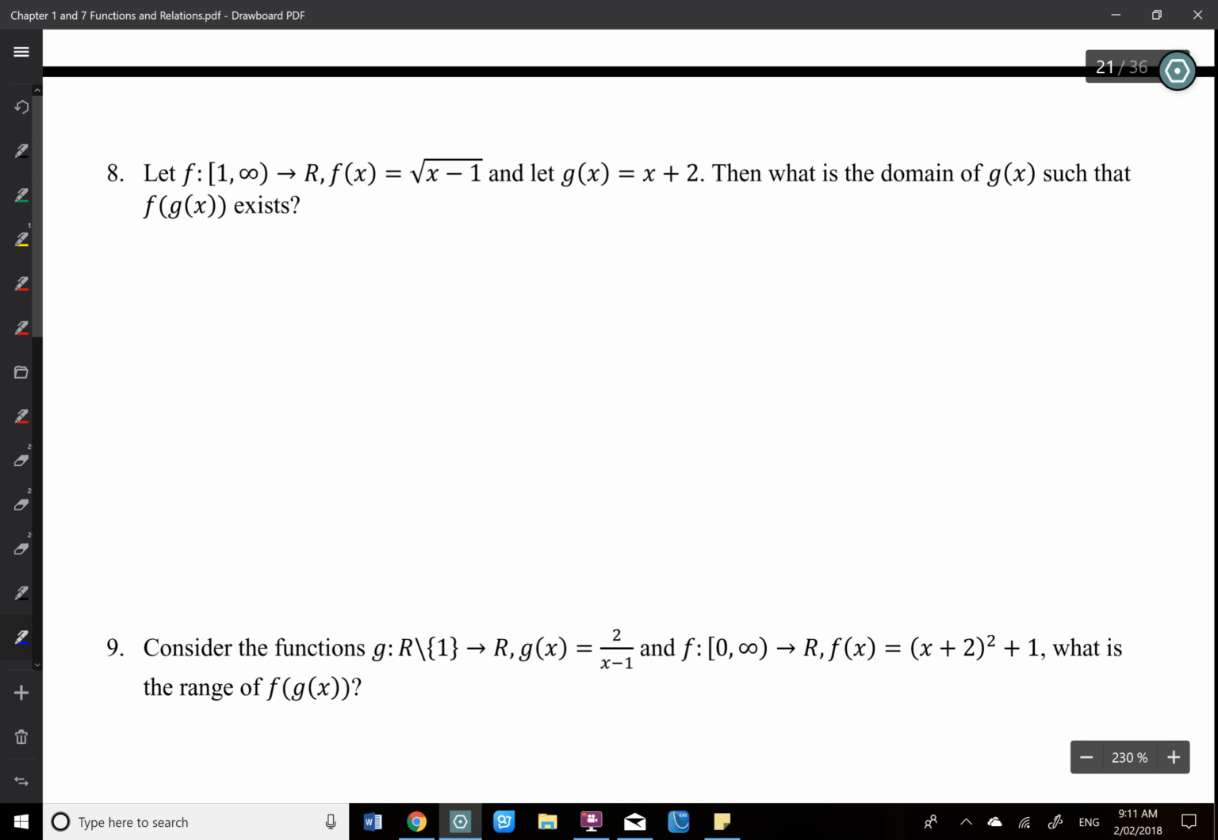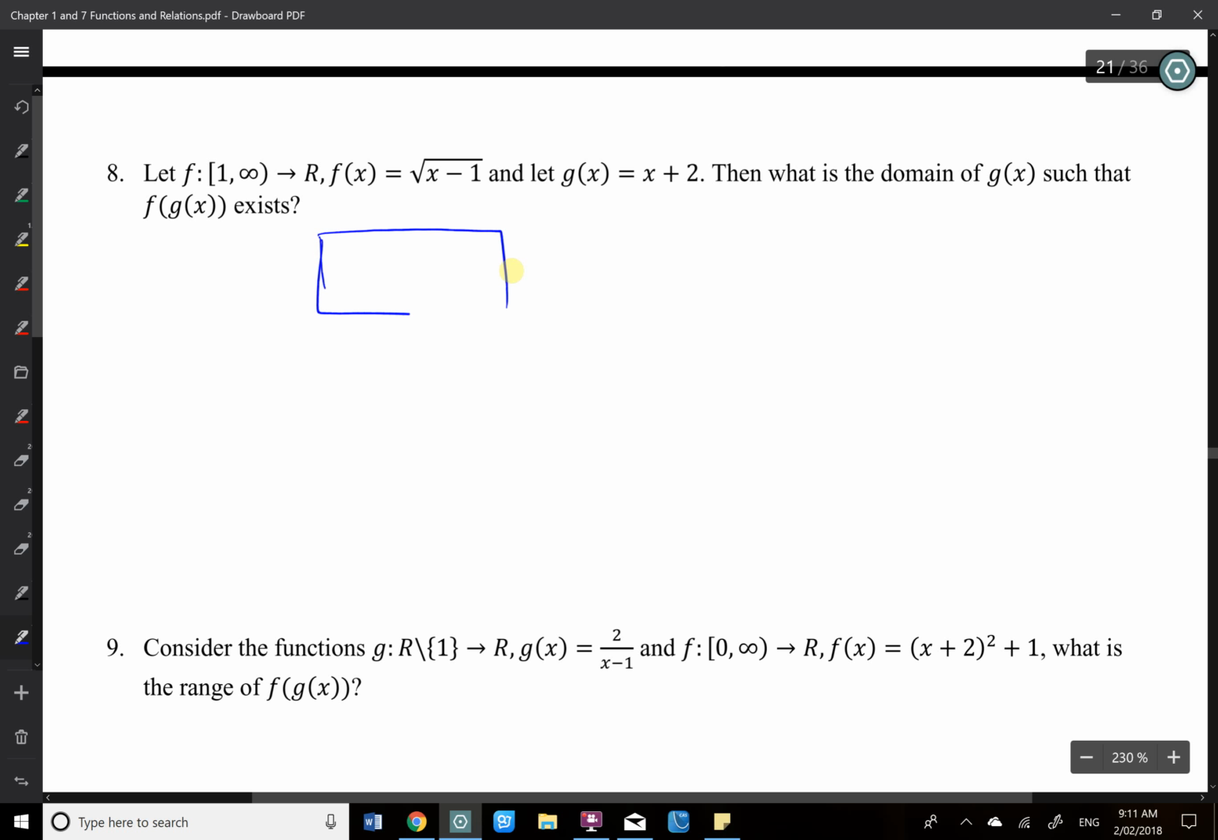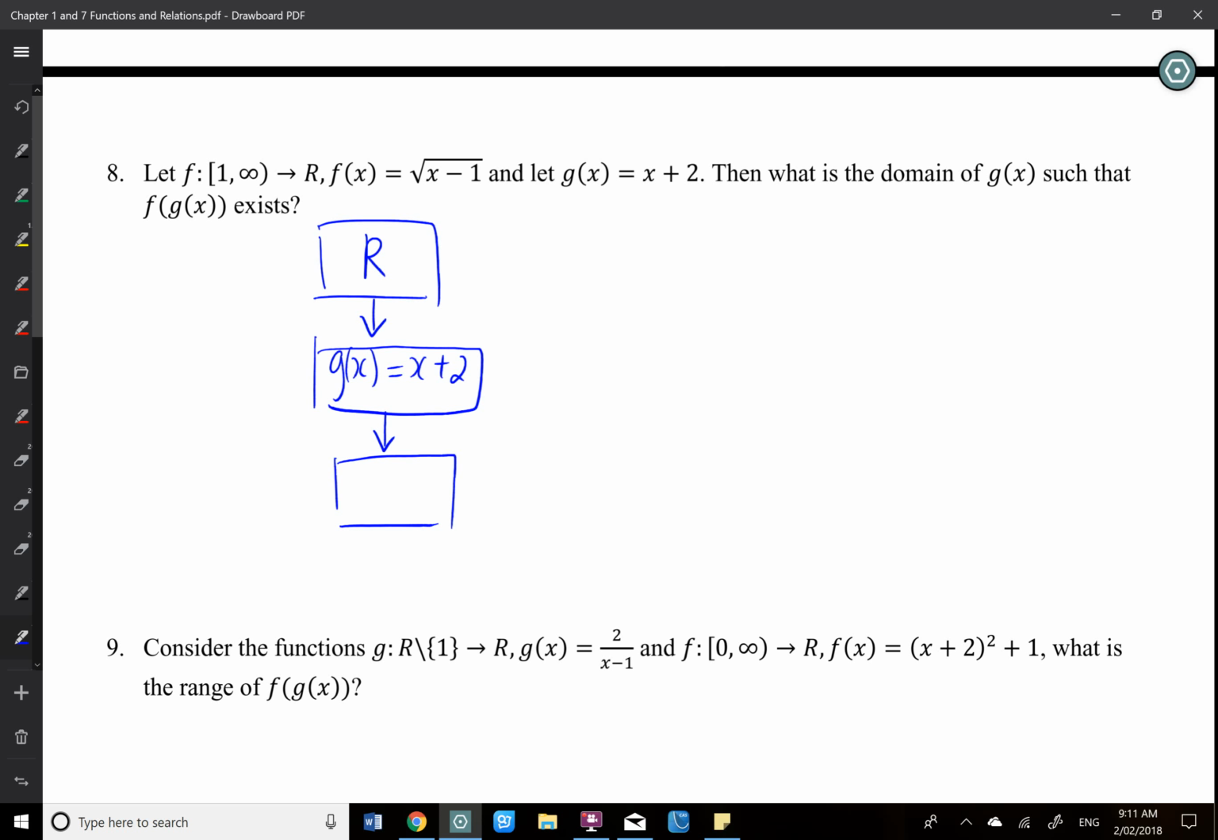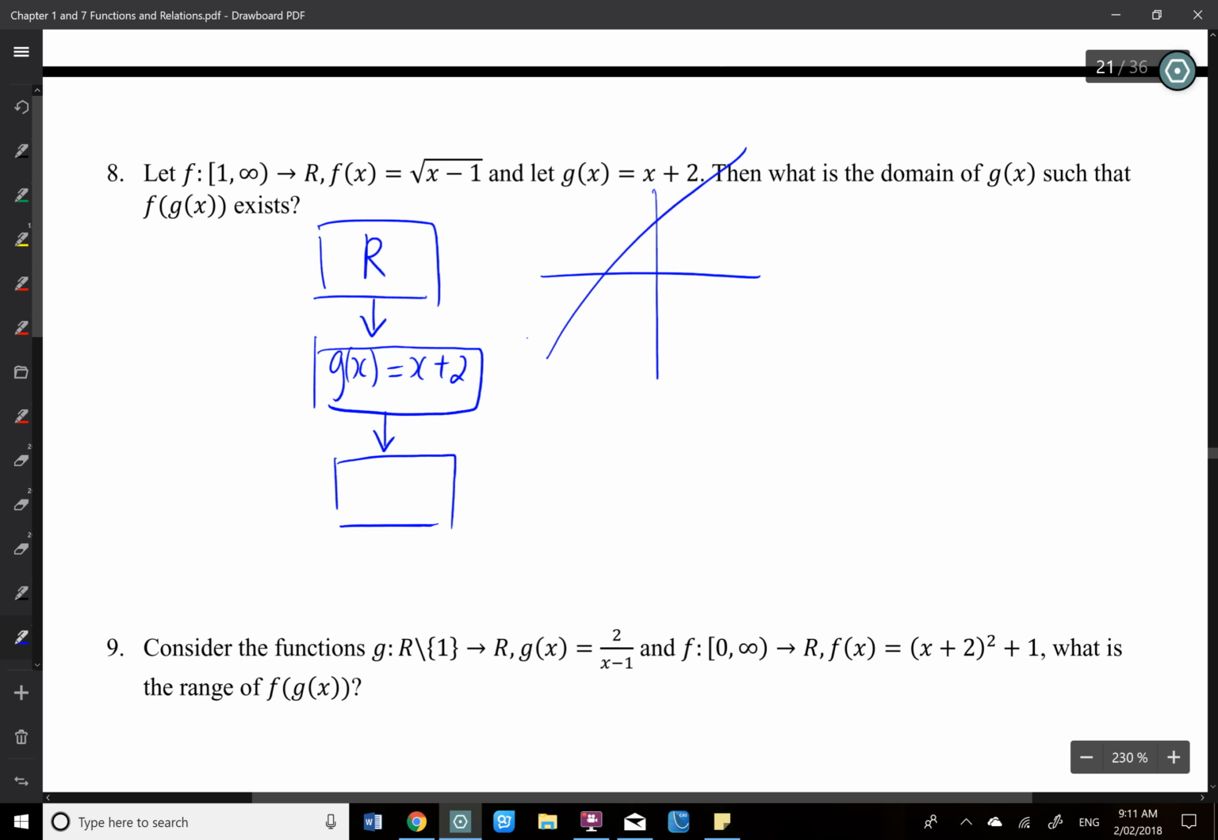So for this function, gx is the inner function and fx is the outer function. You don't really need to go to this box; it just makes me think clearly. So I put R into the function gx, where gx is x plus 2. What will I get? What's the range for linear? R. So linear looks like this, and the range for linear will be R if there are no restrictions. So it needs to be R, and this needs to be further put into the function f.